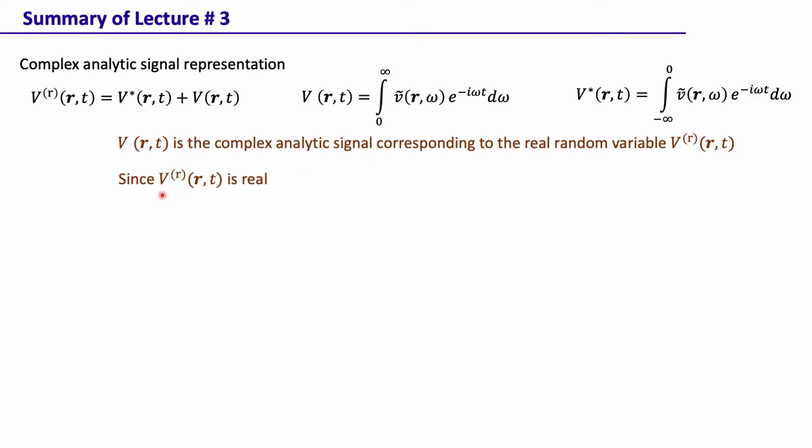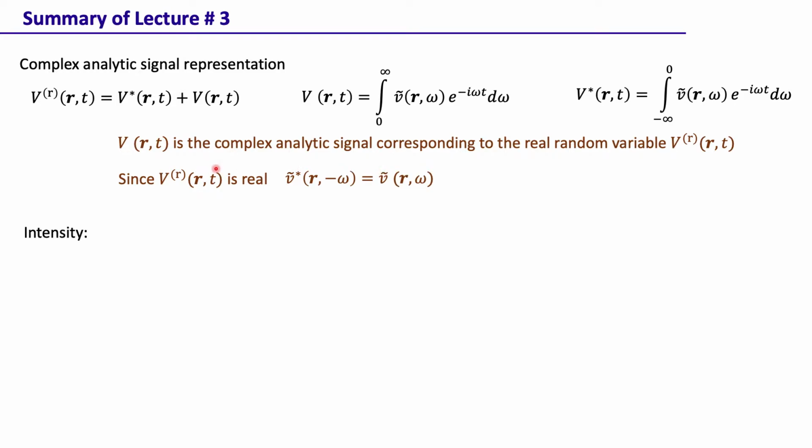Also, since V is real, since we deal with a real electric field, one property that comes out is that V star (r, minus omega) is V (r, omega). This property we will keep coming back to again and again, so it's a very useful property to remember.